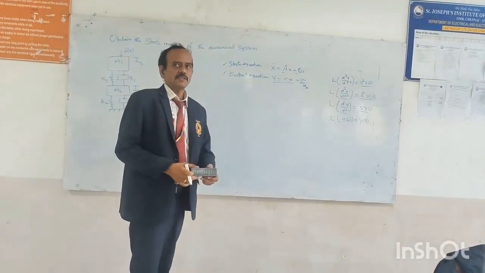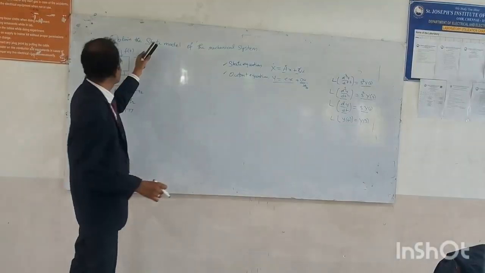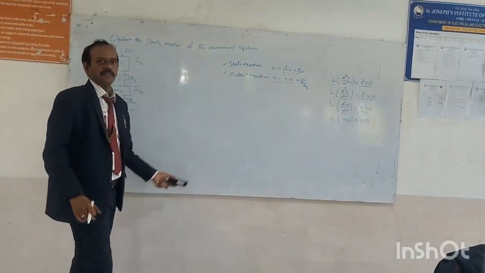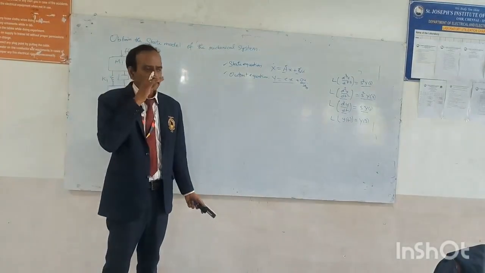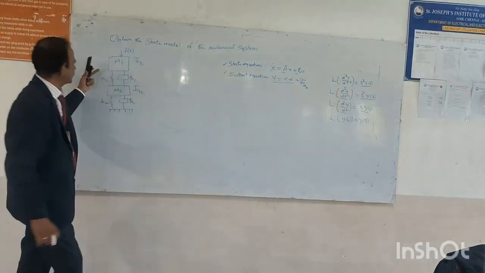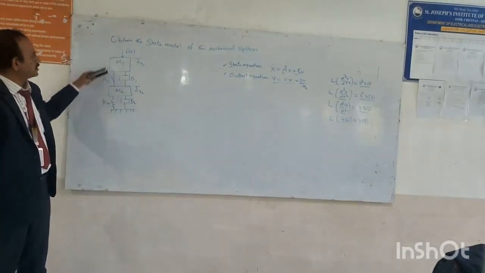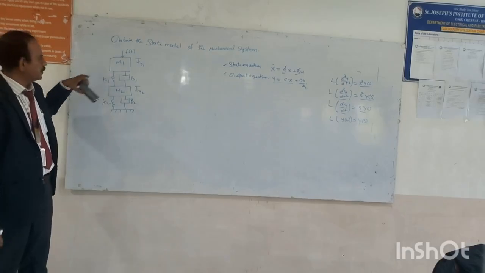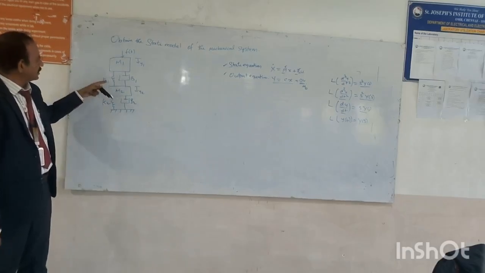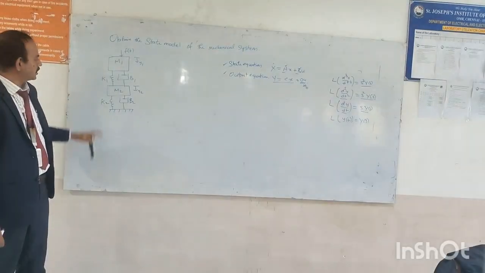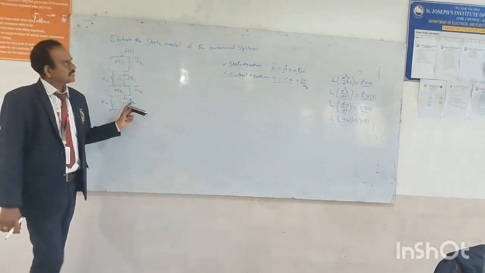Good morning, students. Today we are going to see how to obtain the state model for the given mechanical system. Here they have given a mechanical translational system with two masses, with the applied force F to mass 1, and we have the dashpots B1, B2 and two springs K1, K2 present. Okay, so what is the state model?